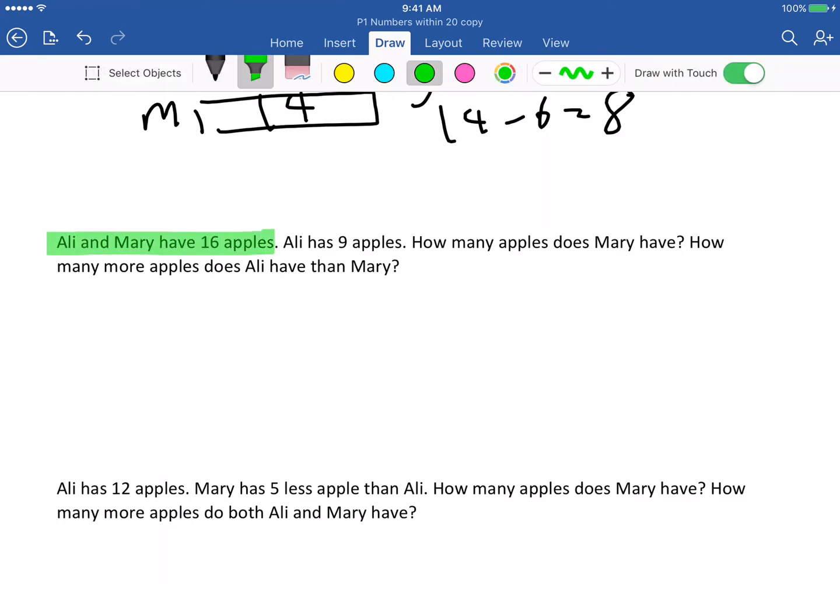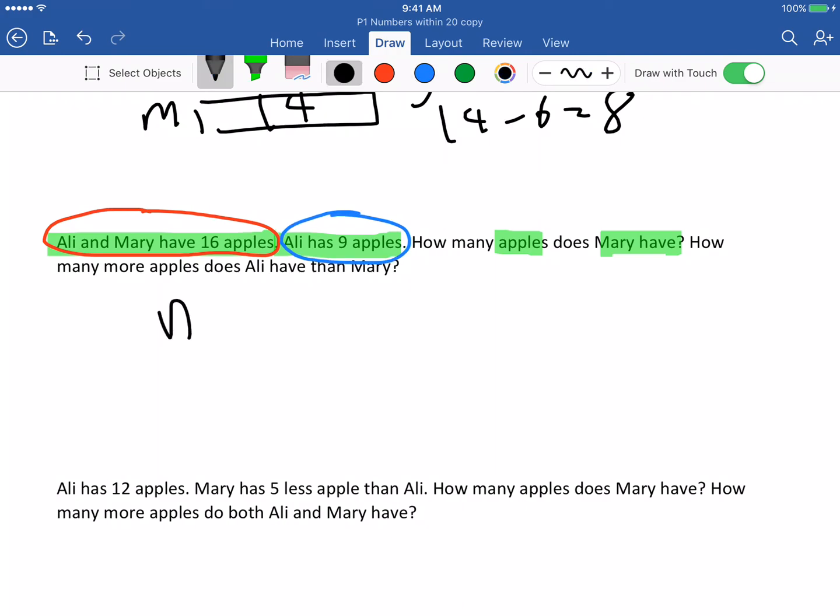Ali and Mary have 16 apples. Ali has 9 apples. So how many apples does Mary have? Same thing, if we look at the first one, you can see that we have an altogether sentence here. We will put it to the last. We'll use these clues first instead. Ali has 9 apples. So we draw Ali, 9 apples right here.